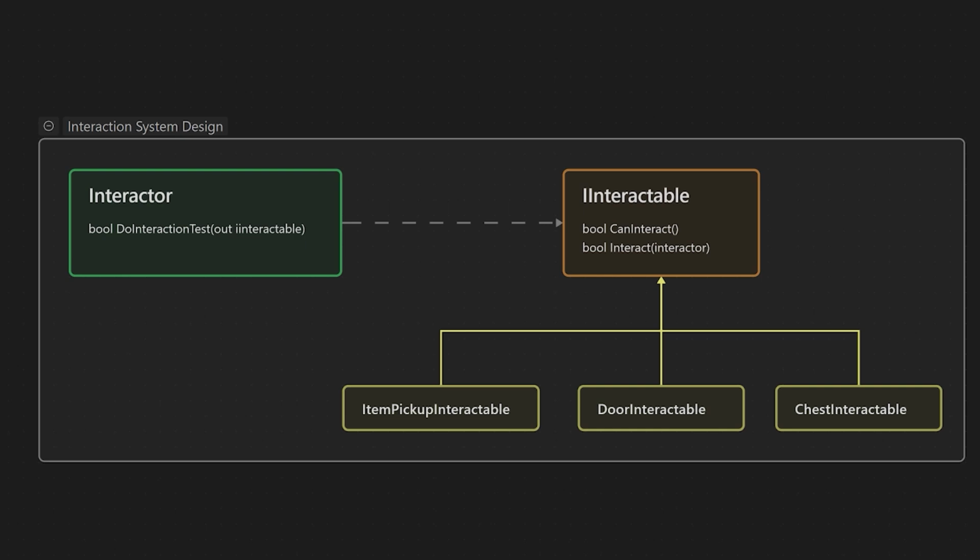So this will make sure that all of our objects like item pickups, doors, and chests are all bound to the interactable contract. And each of these objects will have their own logic defining what they need to do when they're interacted with. Nice, so that sounds like a decent and extensible design, so let's jump into Unity and get started.